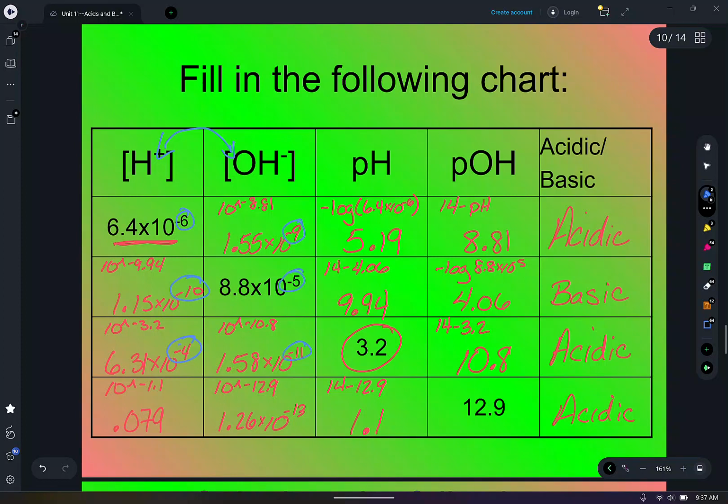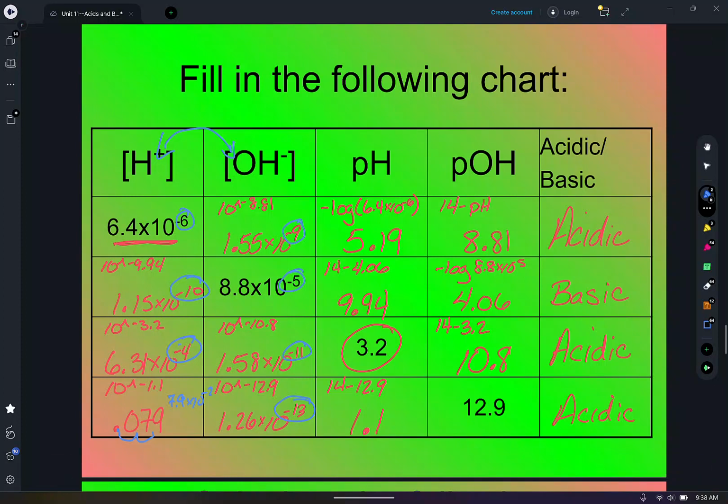Every single time, no matter what, they always add up to negative 15. Okay? Negative 6 plus negative 9, negative 15. Negative 10 plus negative 5, negative 15. Negative 4 plus negative 11, negative 15. Negative 13 plus, technically, this is 7.9 times 10 to the negative 2. Negative 2 plus negative 13, negative 15.